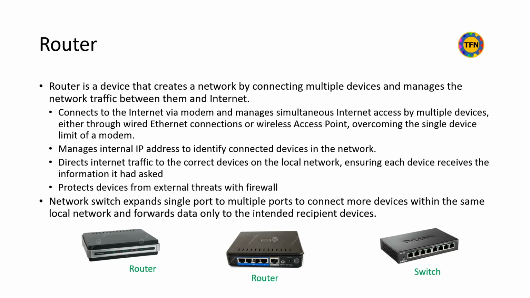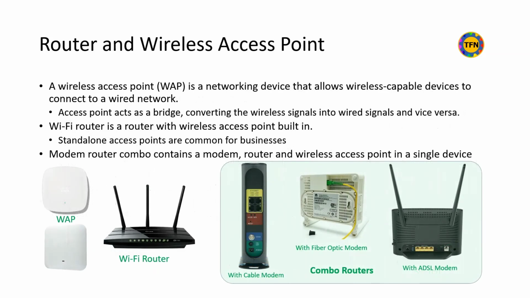It manages internal IP address to identify connected devices in the network and directs internet and internal traffic to the correct devices on the local network, ensuring each device receives the information it had asked. Network switch can be added to expand single port to multiple ports to connect more devices within the same local network. A wireless access point is a networking device that allows wireless-capable devices to connect to a wired network by acting as a bridge between wired and wireless devices.